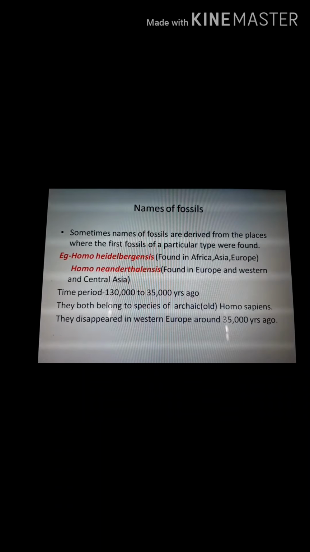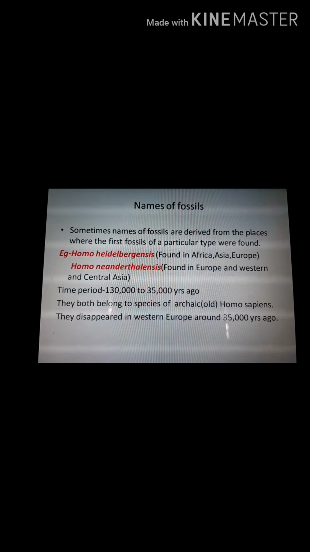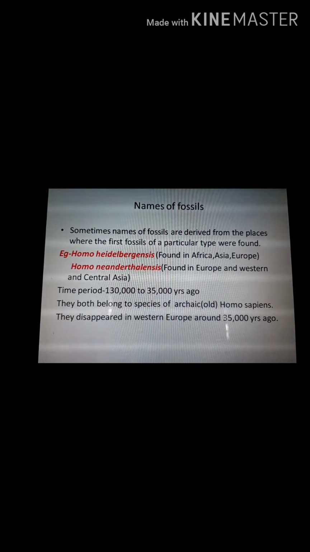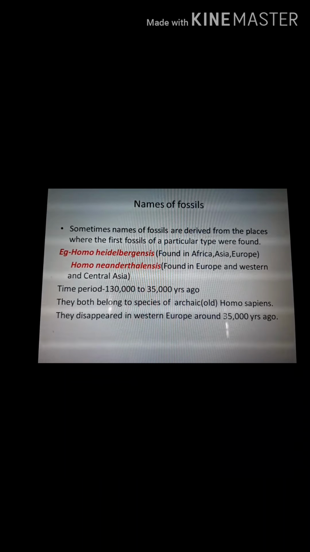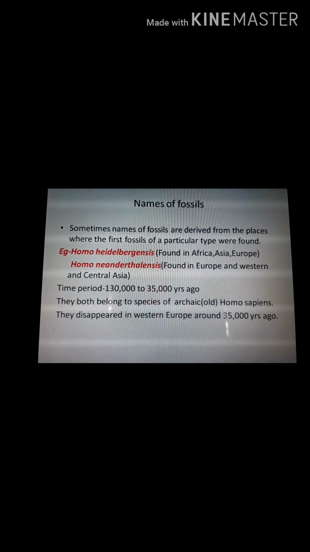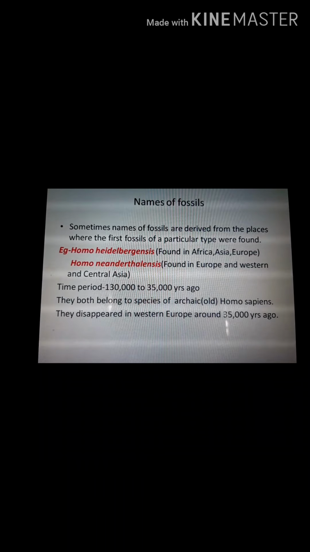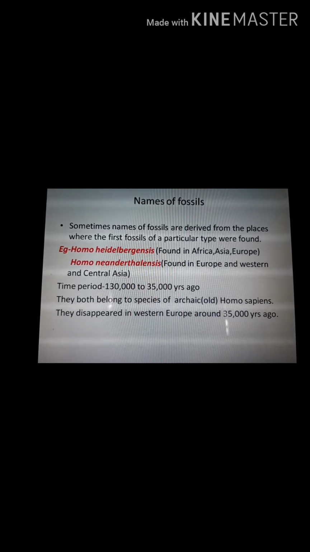Sometimes names of fossils are derived from places where the first fossils of a particular type were found. For example, Homo heidelbergensis, found in Africa, Asia, and Europe. Homo neanderthalensis, found in Europe and West and Central Asia. This was found between 130,000 to 35,000 years ago, and they both belong to species of archaic, that is old Homo sapiens. They disappeared in Western Europe around 35,000 years ago.